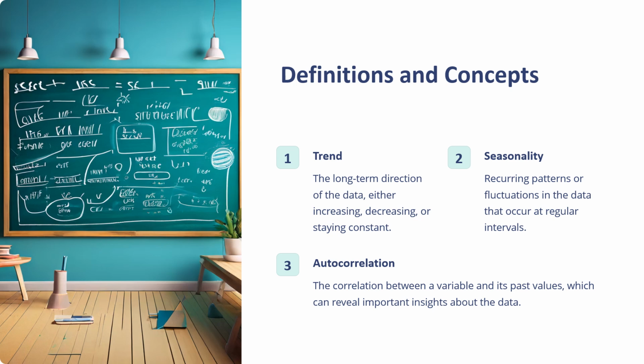Here are some definitions and concepts. Number one, trend. The long-term direction of the data, either increasing, decreasing, or staying constant. Number two, seasonality. Recurring patterns or fluctuations in the data that occur at regular intervals. Number three, autocorrelation. The correlation between a variable and its past values, which can reveal important insight about the data.